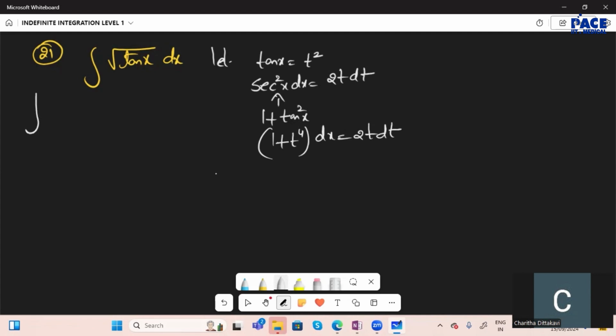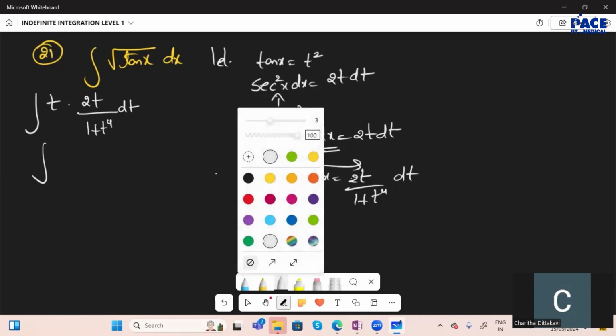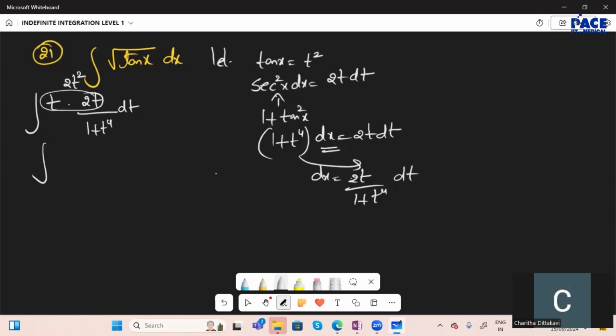Now I am going to replace all this in my question. So root tan x is root t^2, which is t, into what is dx? dx is 2t/(1 + t^4) dt. That is what I am replacing. So finally, what did I get? Integral of 2t^2 in the numerator, by 1 plus t^4.